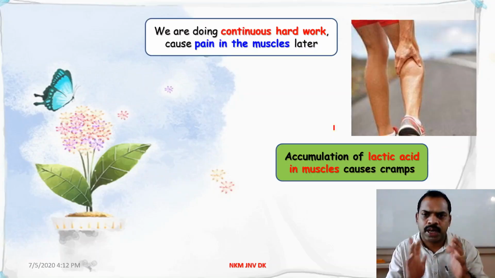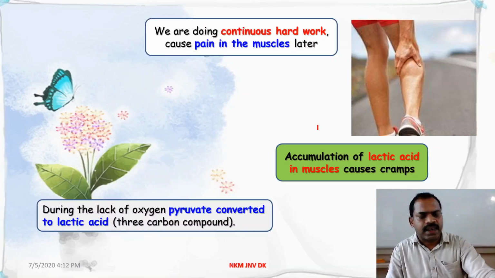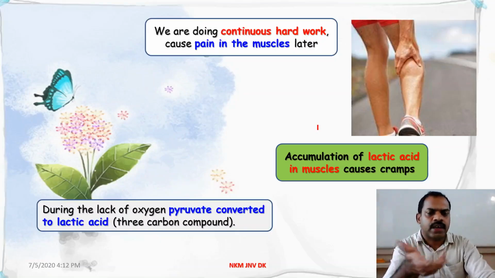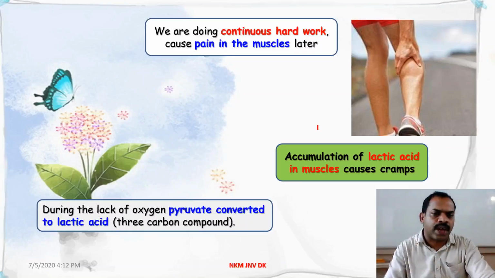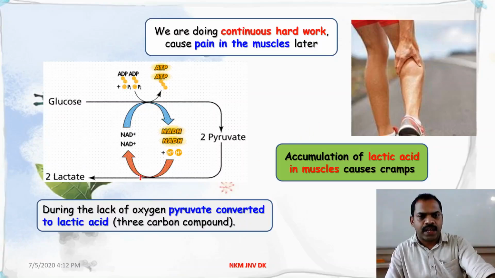Okay, this is muscular cramps because of accumulation of lactic acid in muscles. Then how does lactic acid form there? Lactic acid is also formed as a result of another type of anaerobic respiration. What is that? In the absence of oxygen, or during the lack of oxygen, pyruvate is converted into lactic acid.